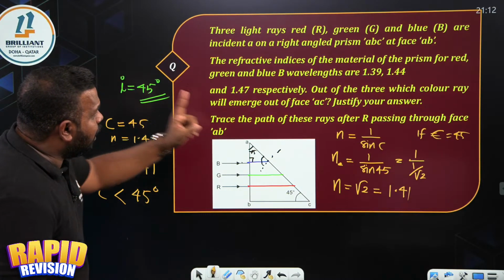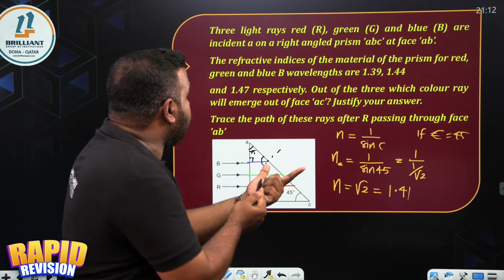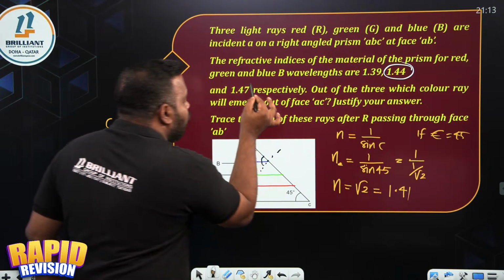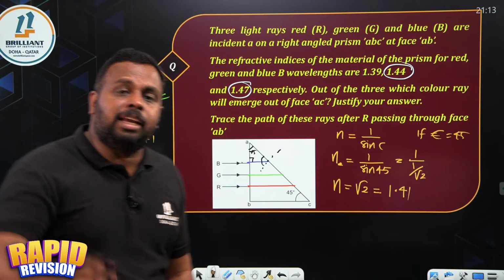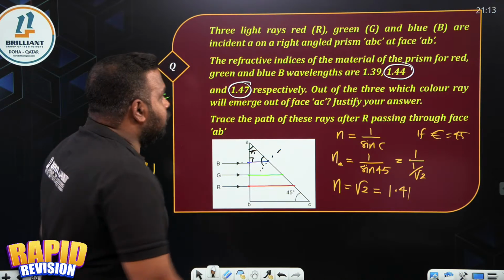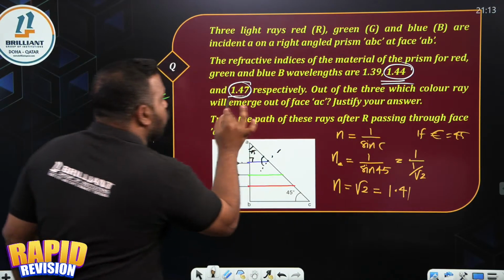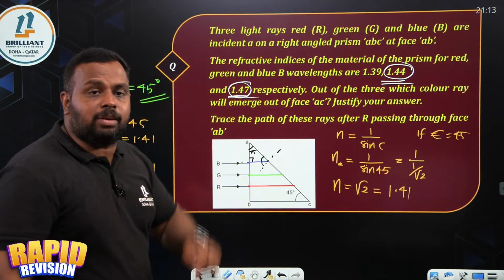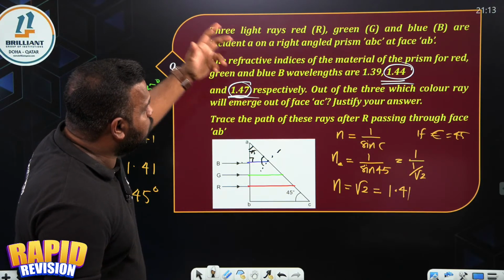So check the colors. Refractive index 1.39, 1.44, 1.47, which means we can easily pick 1.44 and 1.47. Both are greater than 1.41. What does it mean? Their critical angle value is less than 45 degrees. So our angle of incidence is 45, but for these two colors, the angle of incidence is greater than the critical angle. Which means those two colors will undergo TIR.